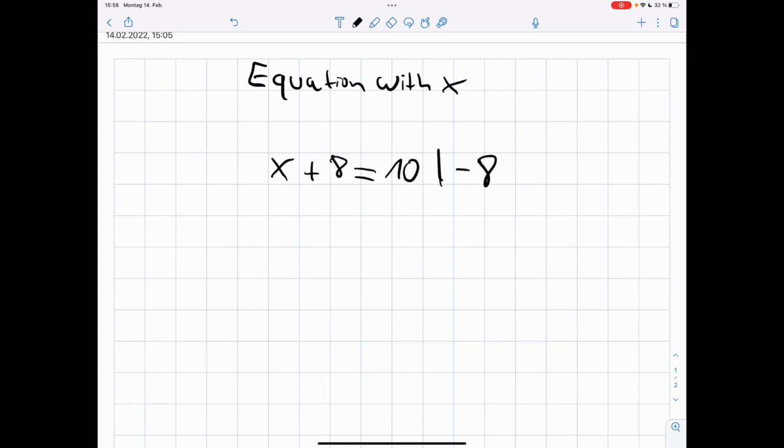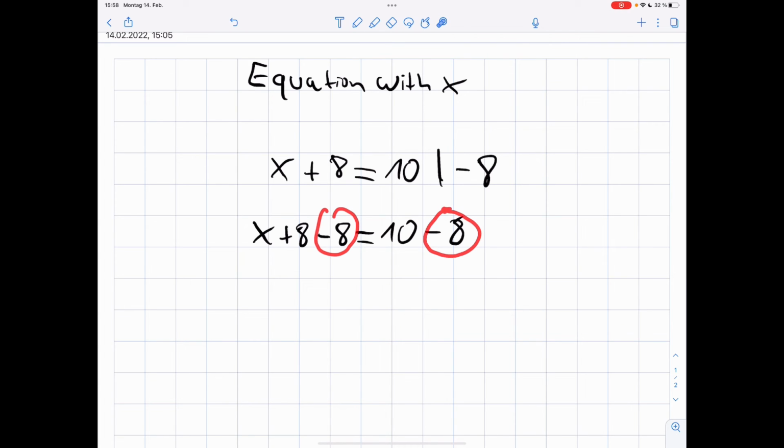So we subtract 8, then we have x plus 8. You write down the old, what you have from the equation, and then you write down the new thing behind it, right? So this is the new thing. We did it on both sides, so we are safe now to follow the rule.